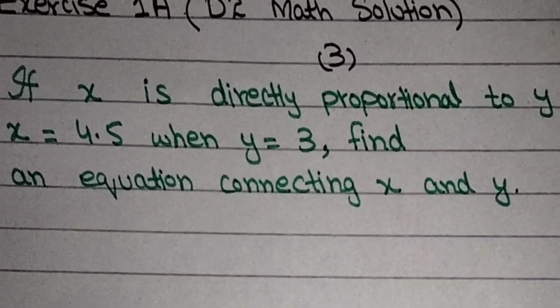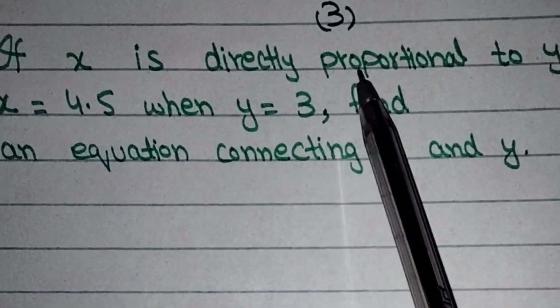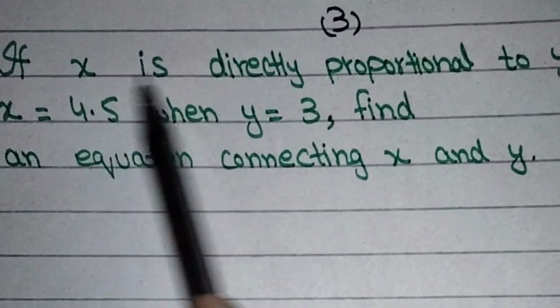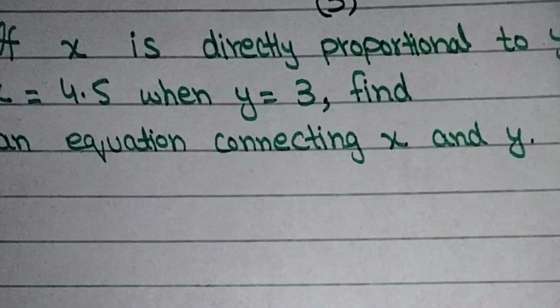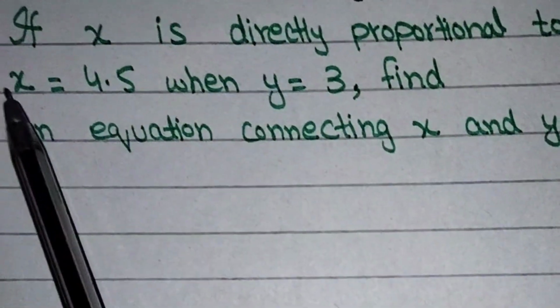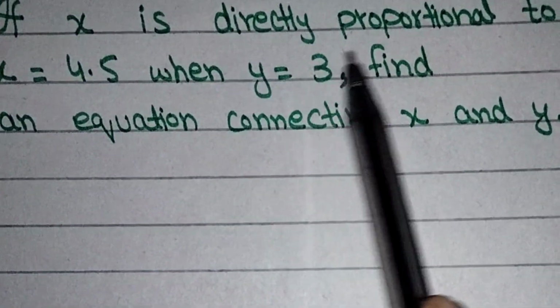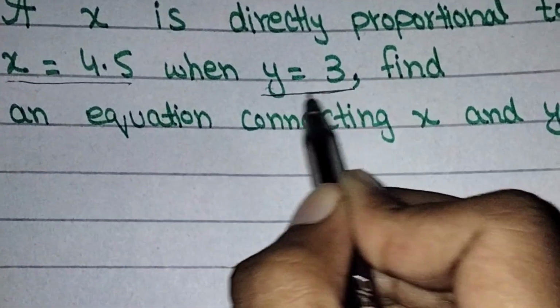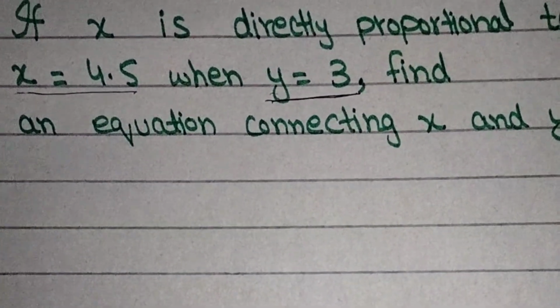So in question number 3, if x is directly proportional to y, I will explain after the question what directly proportional means. They give us the value x equals 4.5 when y equals 3. This value helps us find the constant of proportionality. So what is the constant of proportionality?